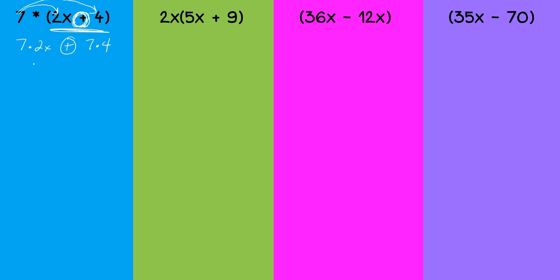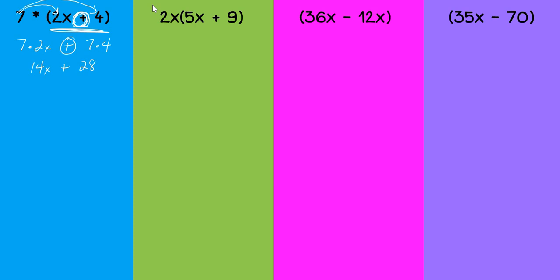7 times 2x I can combine because I'm just using multiplication. If it was 7 plus 2x, I couldn't do that. So I would get 14x plus 7 times 4 is 28. I can't combine any further because it's using addition, and I don't have an x here. So 14x plus 28 is equivalent to 7 times the quantity 2x plus 4.